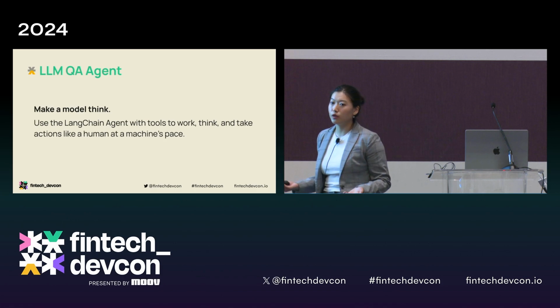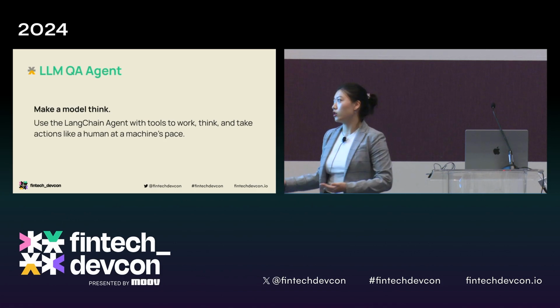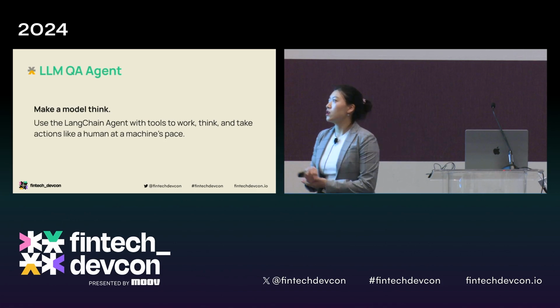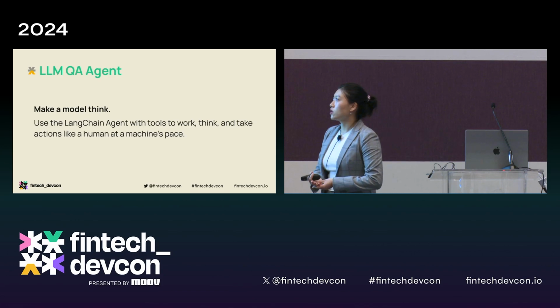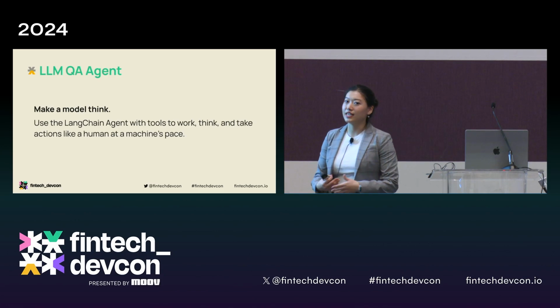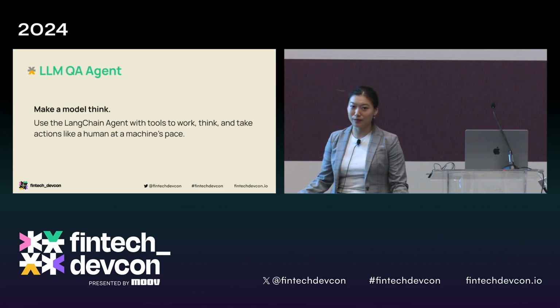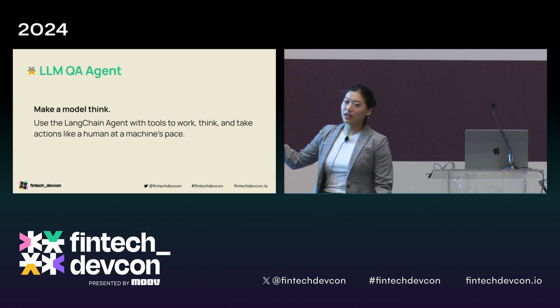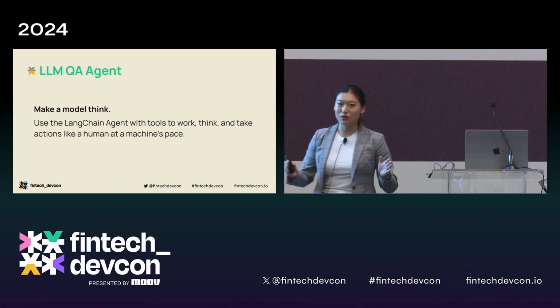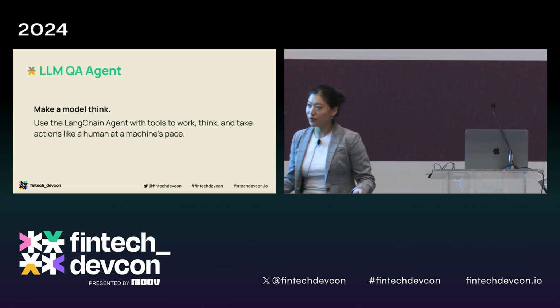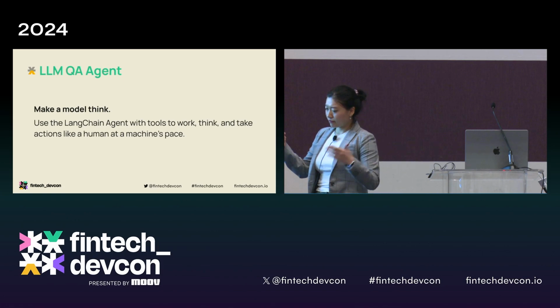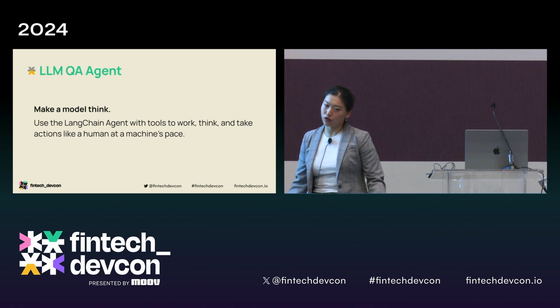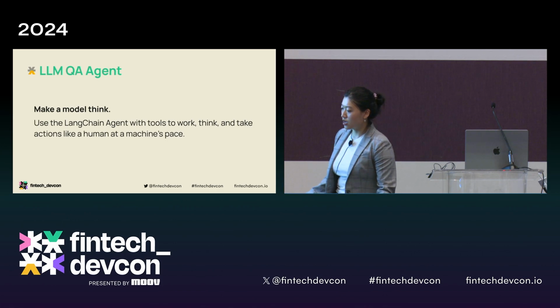So how do we automate the process further? We choose to use a LangChain agent with tools to work, think, and take actions like a human at a machine pace. Isn't that great? So what is an agent? I think most of you in this room may have already played with it, but I'll just give a very short description of what a QA agent is.